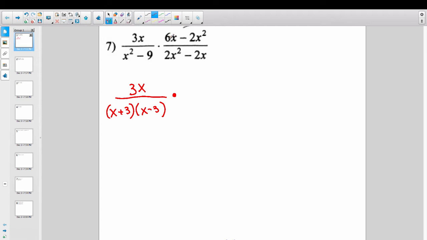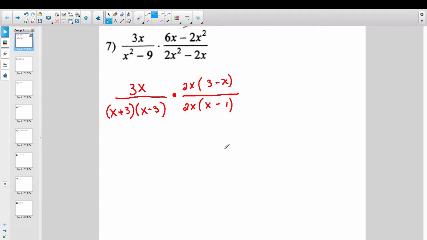To factor that, it's not dots, but I could GCF maybe 2x out of there, leaving me with a 3 minus x. Okay, over, same thing here, GCF. 2x would be the GCF on this one. If I take 2x out of here, I'd be left with x minus 1. Okay, now that we've factored everything, you just cancel.